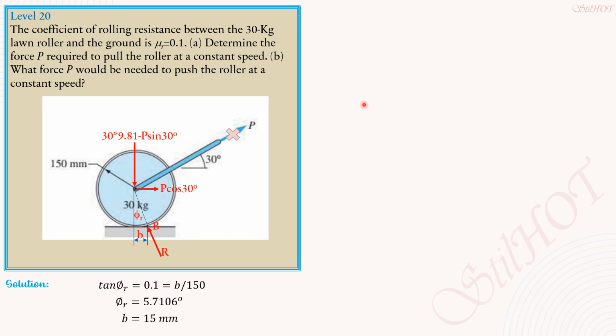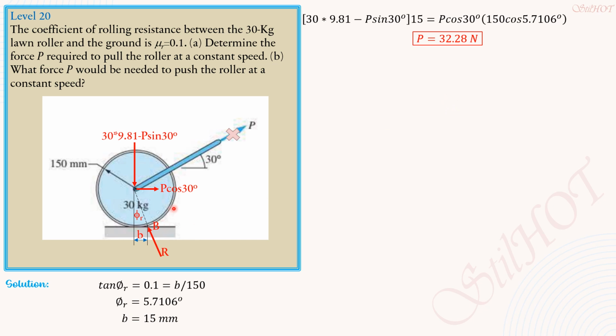We then sum up moments about point B equals 0. So 30 times 9.81 minus P sine 30 degrees, times B, which is 15 mm, equals P cosine 30 degrees times 150 cosine of P sub r. Or we can just approximate this as 150, but as mentioned earlier, we will solve this accurately. So solving for P, P is equal to 32.28 newtons.